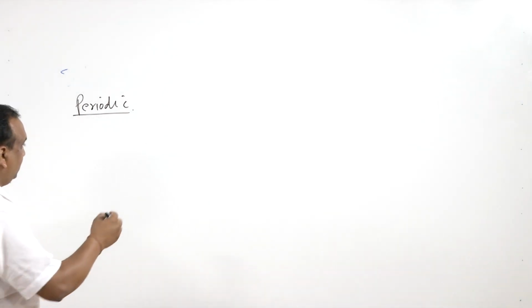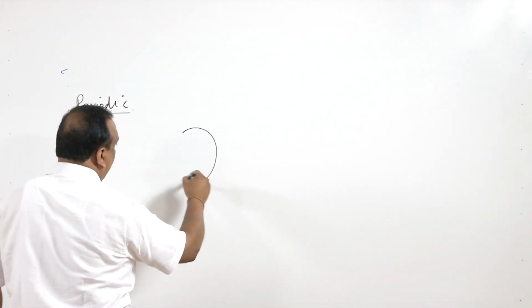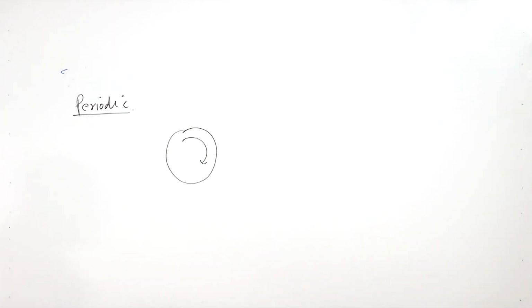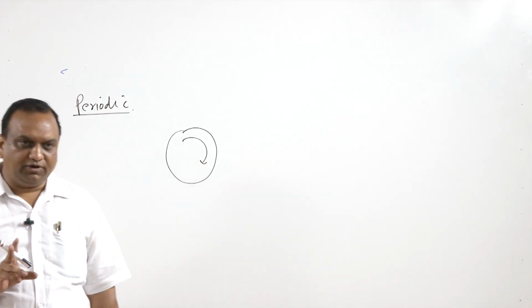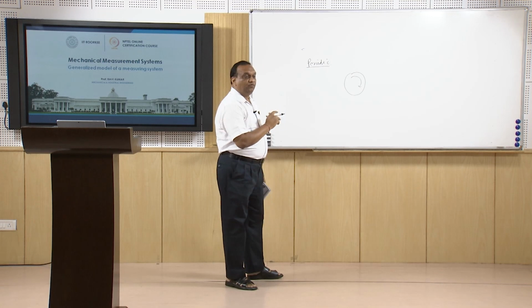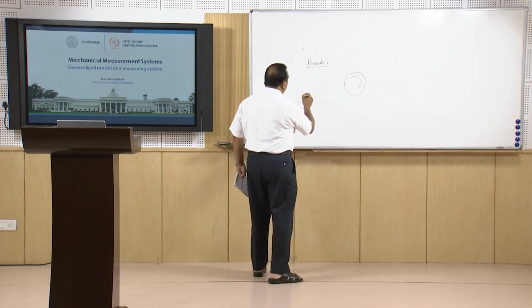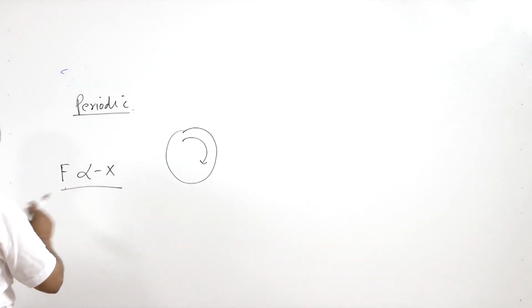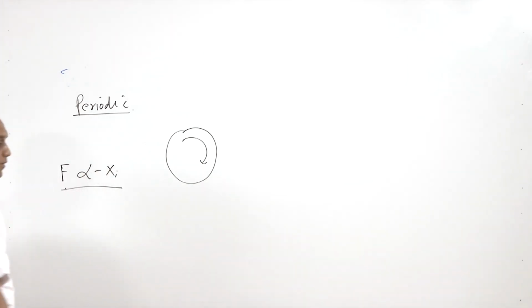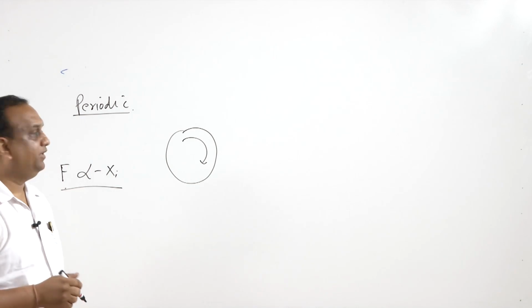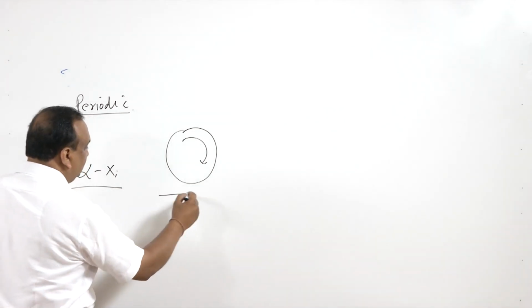For example, a rotating table or rotating disc. It is a periodic motion. It is not a simple harmonic motion or a harmonic motion. Harmonic motion is a kind of periodic motion where restoring force is proportional to displacement. So that type of motion is known as harmonic motion, and a very good example of simple harmonic motion is the pendulum.